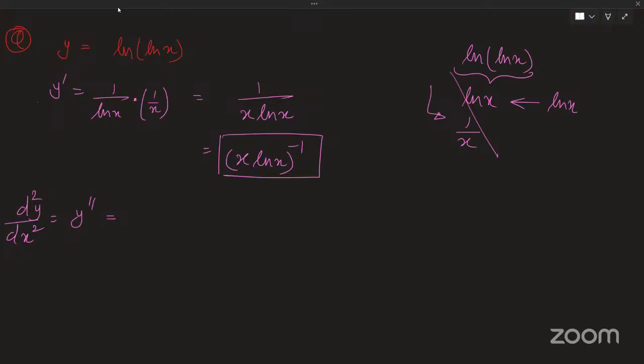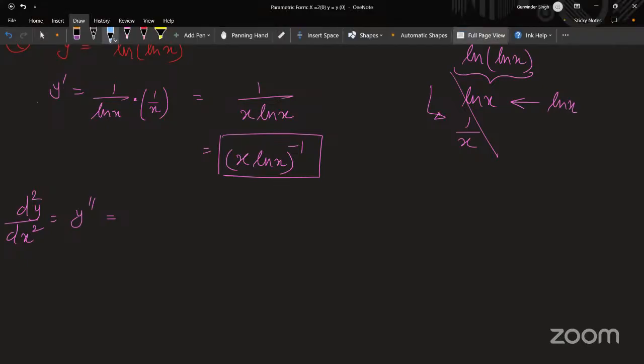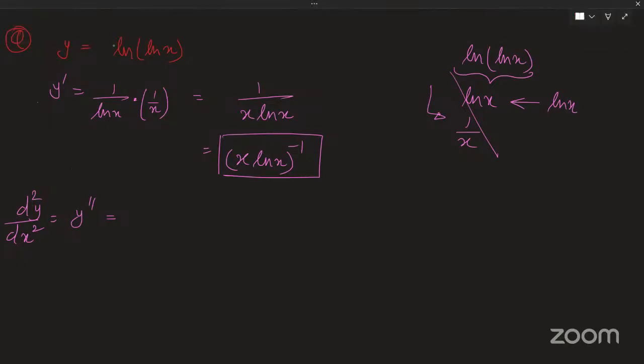Why will it be ln x minus 1? Think, it is x multiplied by ln x raised to minus 1. So x multiplied by ln x. Can you just tell me, Vignesh, what is the flow chart of this thing? x into ln x whole raised to minus 1. So which function is inside which function?